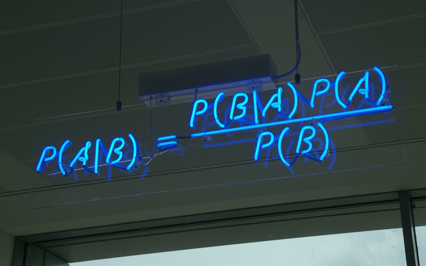For an epistemological interpretation, for proposition A and evidence or background B, P(A) is the prior probability, the initial degree of belief in A. P(not-A) is the corresponding probability of the initial degree of belief against A, where 1 minus P(A) equals P(not-A).